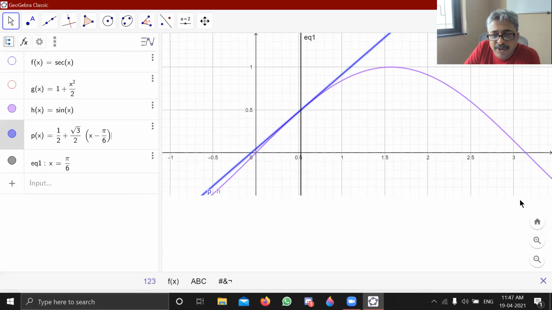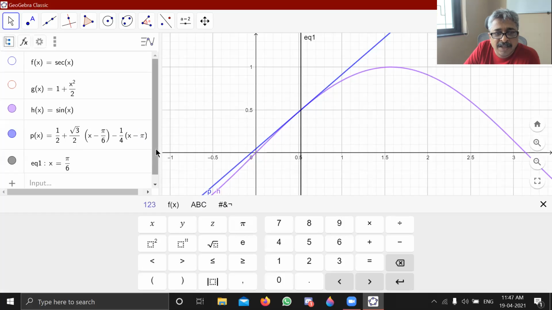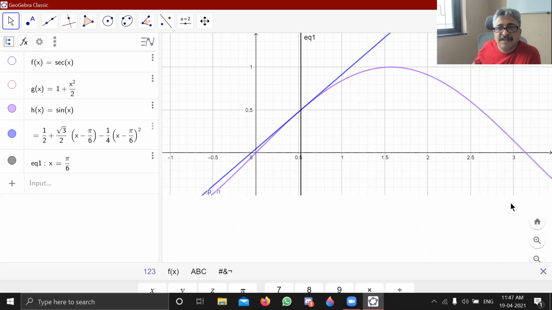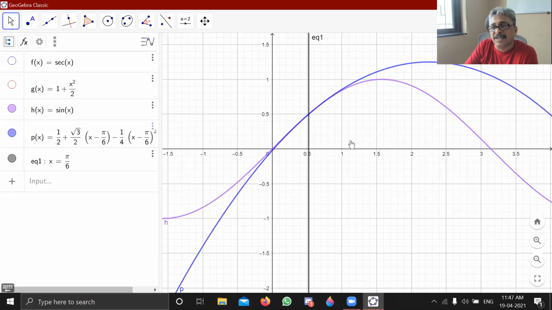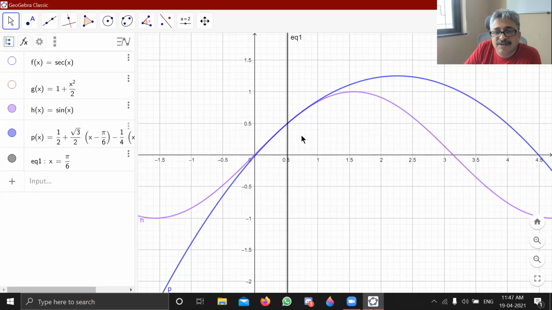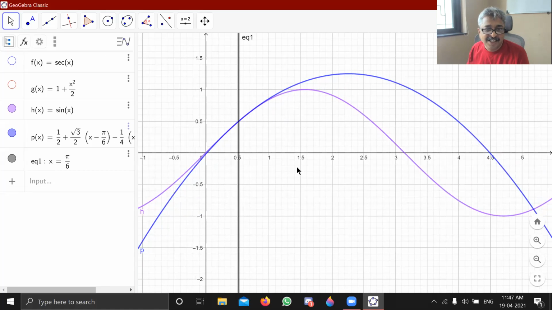Now if you add one more term, that is minus 1 by 4, now keep observing the blue straight line, 1 minus pi by 6 bracket square. Then it becomes a parabola and you get further alignment. So that is what is very interesting. And it is near now.